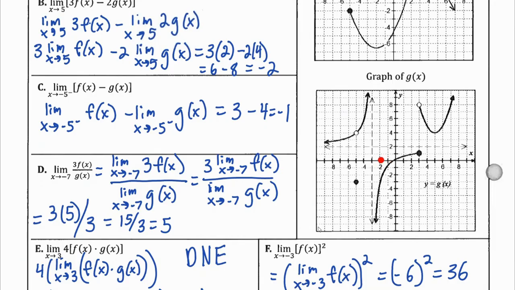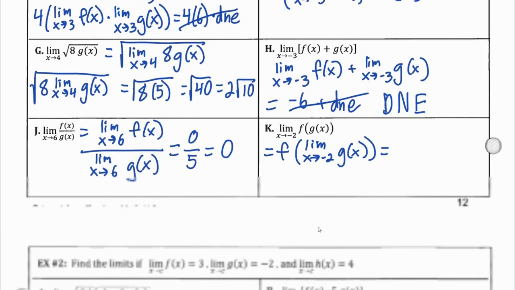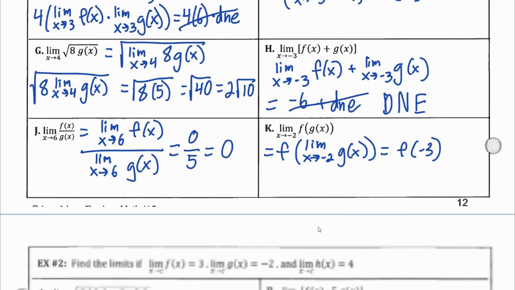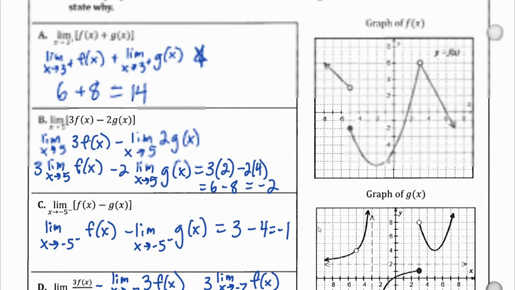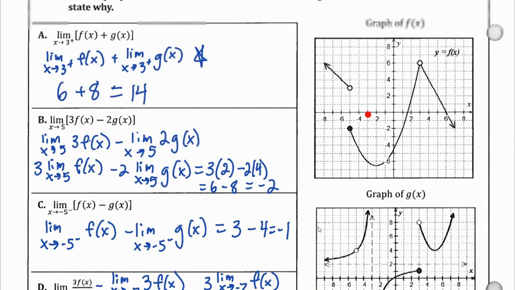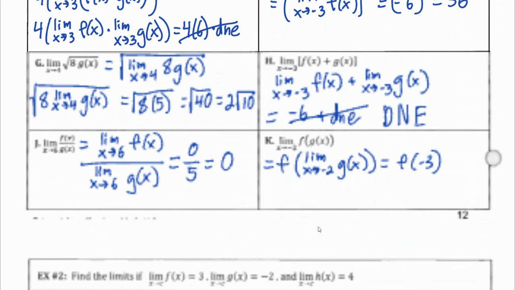So as we approach negative 2 for g of x, we're approaching negative 3. So that means what I'm looking for is f of negative 3. So once I do that, I'm not looking for a limit anymore. I'm looking for f of negative 3. And f of negative 3 is going to be negative 6. So my answer here would be negative 6.